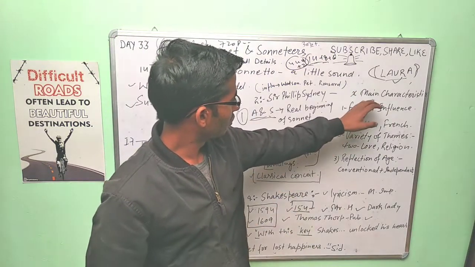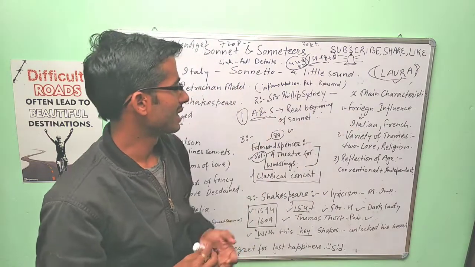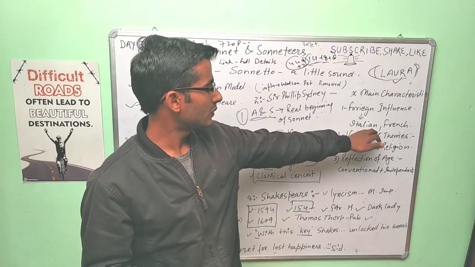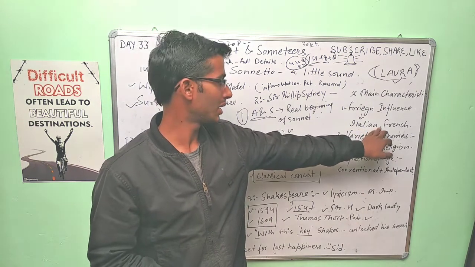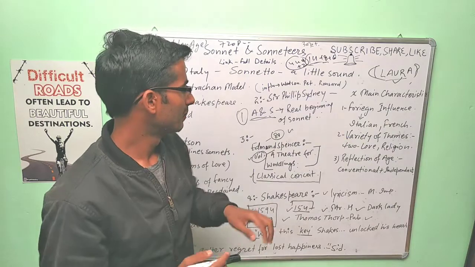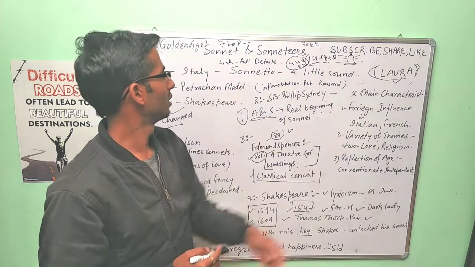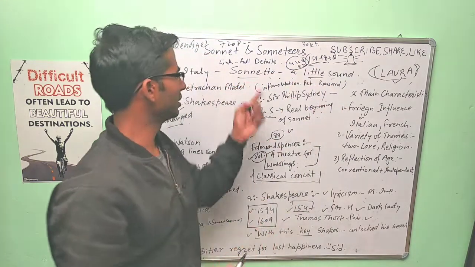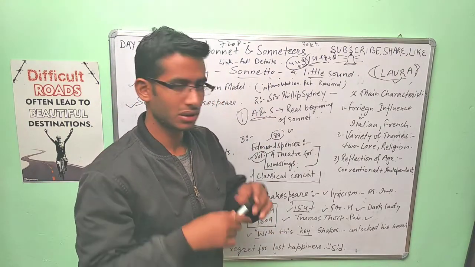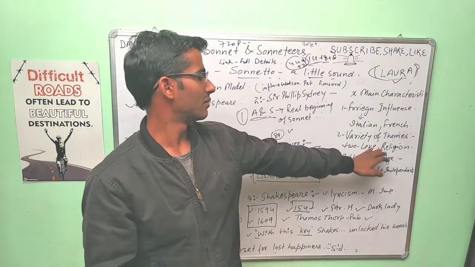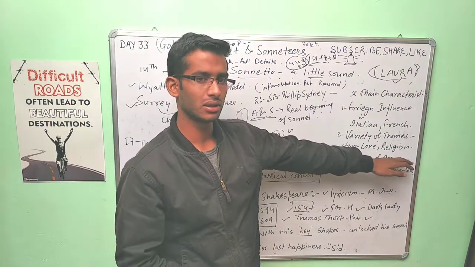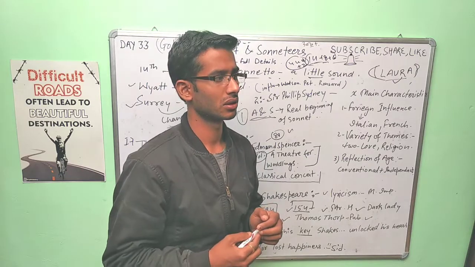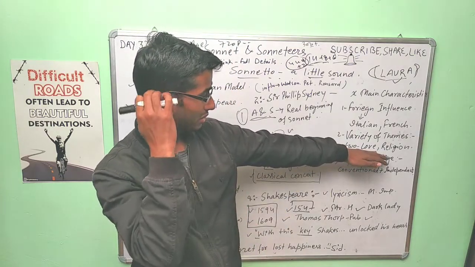And what are the main characteristics of sonnets in this age? First is foreign influence. They were influenced by the Italian style and French style of writing poetry. As we know, sonnet came through Italy, and here is one word you should remember, sonetto, a little sound. If you are preparing for TGT, PGT, it is usually asked from this sonnet section. Next, variety of themes. Two main themes are love and religion. In the case of Shakespeare, he wrote some personal sonnets. He just separated these two themes.